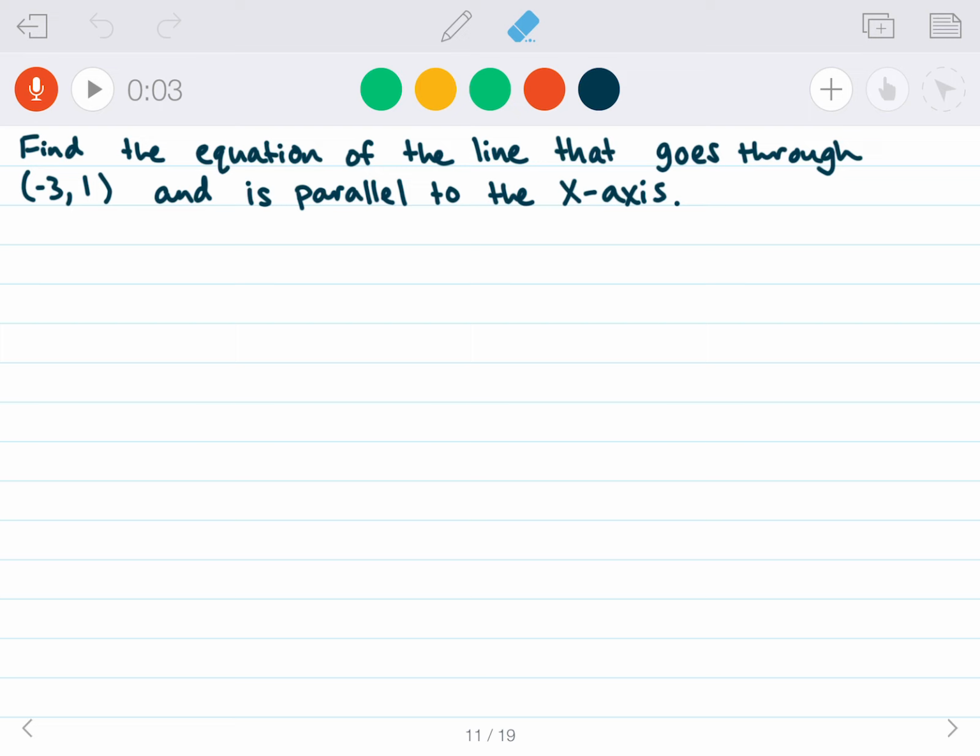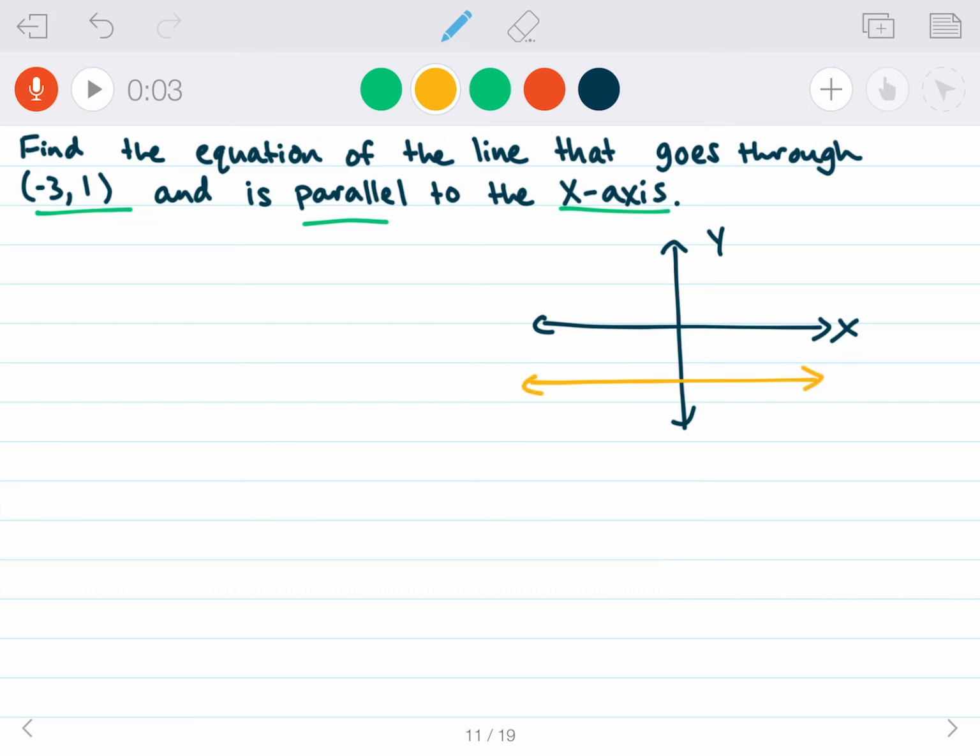Okay, so we want to find the equation of the line that goes through this point and is parallel to the x-axis. What does that mean? Well, the x-axis is this horizontal axis right here, and parallel to the x-axis means that it's a horizontal line. So that means that it has a slope of 0. Parallel to the x-axis means the slope is 0. It's just a flat horizontal line. So that's easy. We know that the slope is 0.